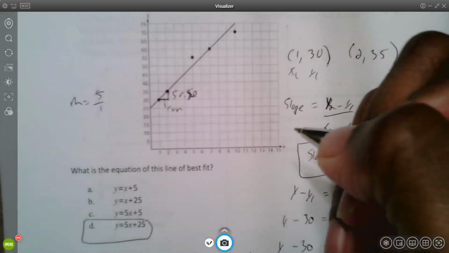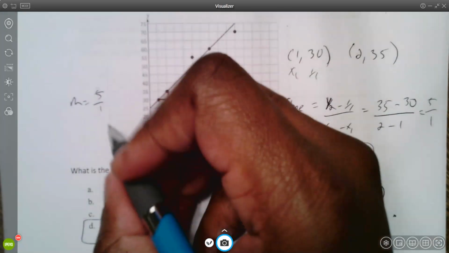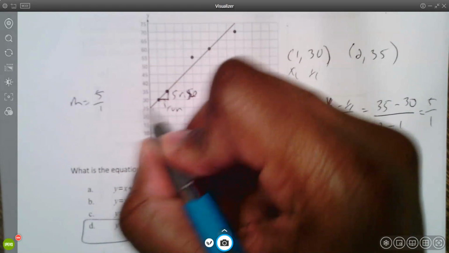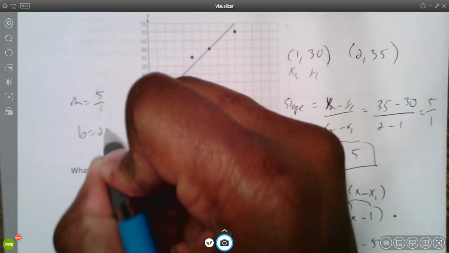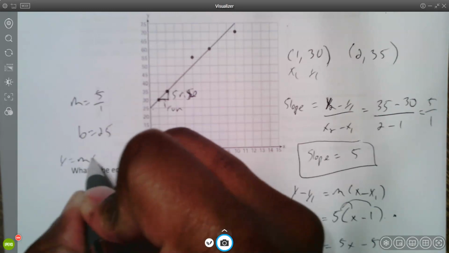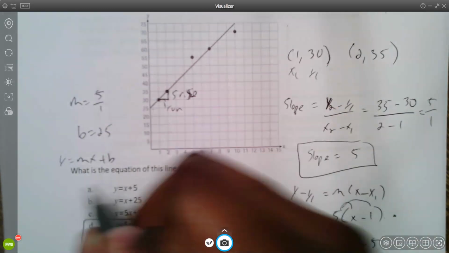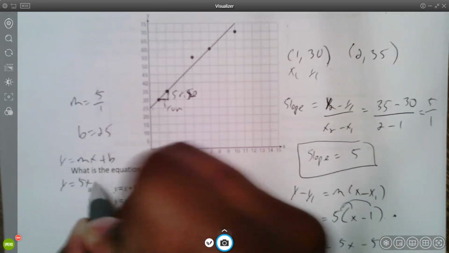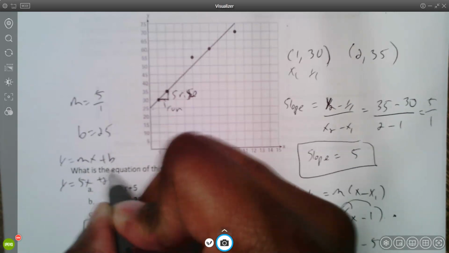Rise over run. So slope should be 5 over 1, and your y-intercept is 25. So that equation should be y equals mx plus b. So that equation should be y equals 5x plus 25.